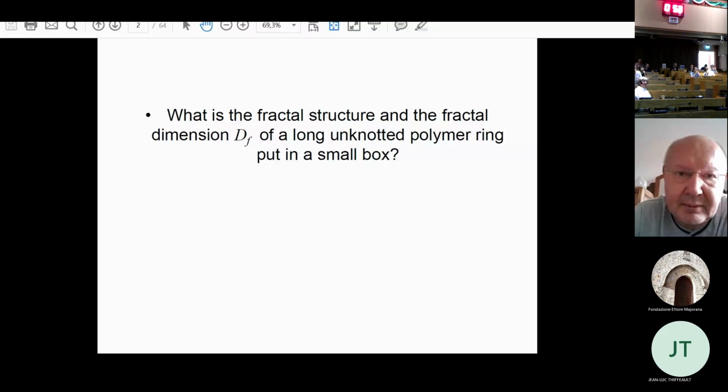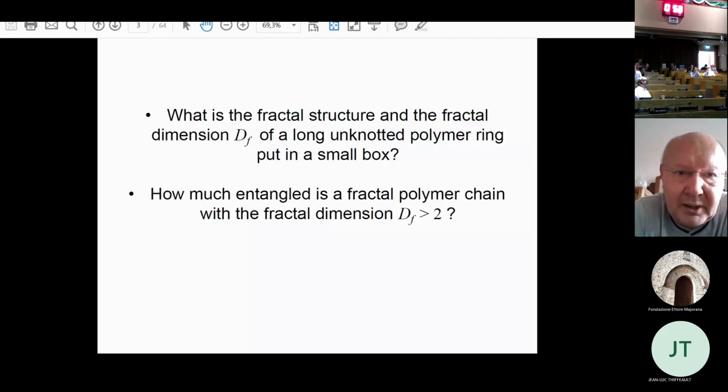The next question, which is a new one, is, if you wish, the inverse one. So suppose that you create somehow a polymer with a fractal dimension, not that of a usual random walk, but a fractal dimension bigger than that of the random walk.